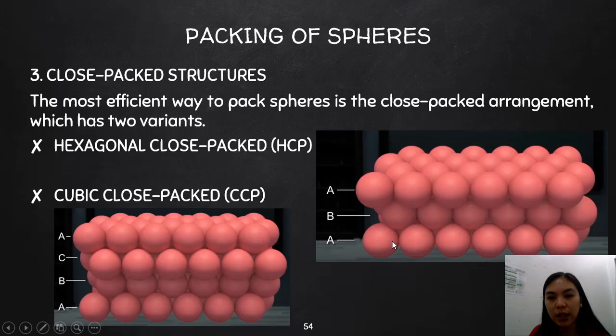So, kumbaga si letter A, or si first layer, is pareho kay third layer. However, diba, dun sa BCC, yung second layer mo kasi, nakalagay siya dun sa gitna ng square. Ito, nakalagay siya dun sa depression. What we call your depression, or space in between the two atoms on the first layer. Tapos naman, ito naman, iba po yung third layer kung paano kasi naipatong si third layer.